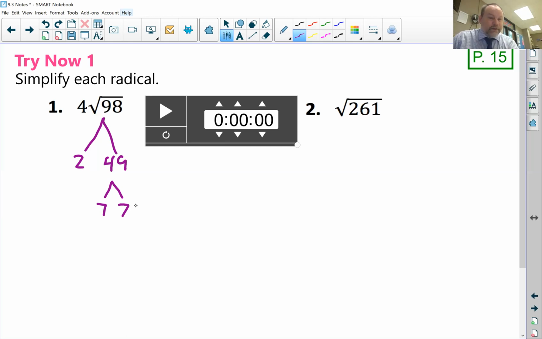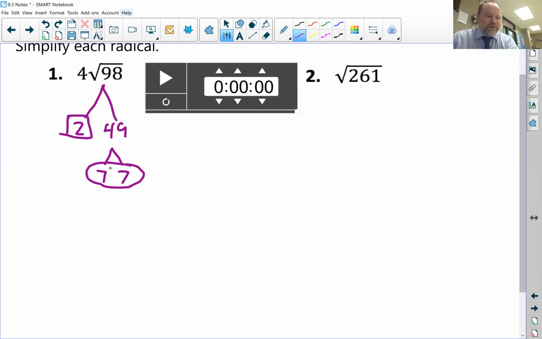And I'm done. Now I have my perfect square factors and my non-perfect square factors. The key is to remember which goes where. So I put one perfect square factor outside of the radical and all of the non-perfect square factors inside the radical and multiply if I need to. In this case, I don't need to. There's my answer.